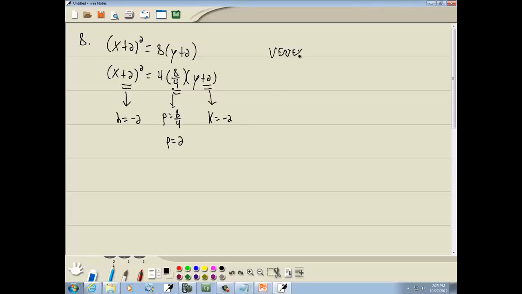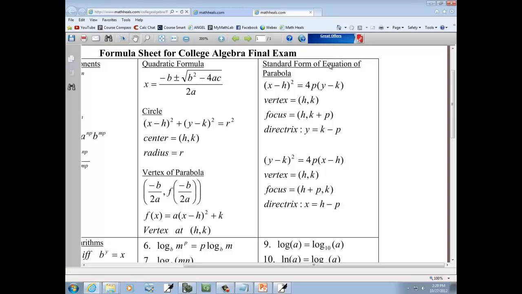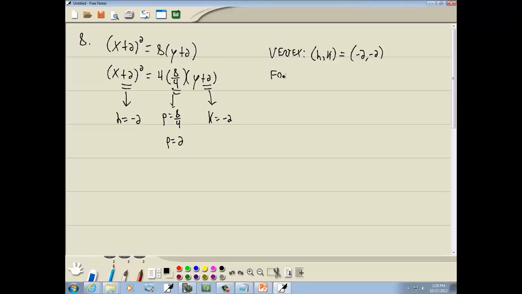Now our vertex is h, k, which was -2, -2. We're dealing with the top formula, so our focus is h, k plus p. Well, h we said was -2. k is -2 plus p, which was 2. So this gives us -2, 0.